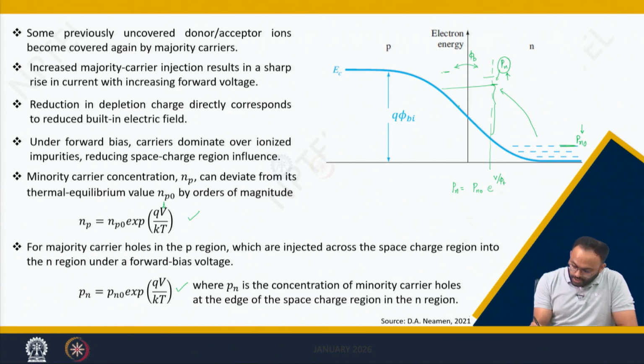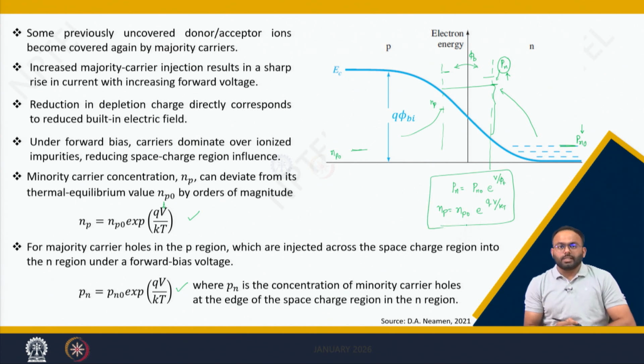Similarly, if I want to write the equation for the p side, so n at p in comparison to the equilibrium value np naught, I can simply write np is equal to np naught e to the power of qV by kT, or V by phi t. So these are the equations that we are going to use when we derive the diode current equation.